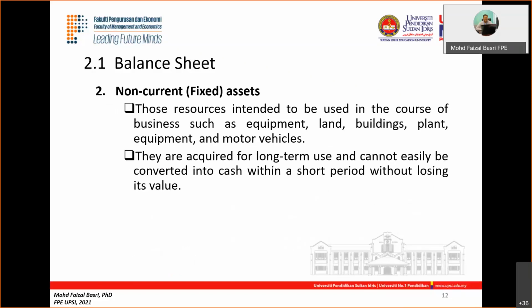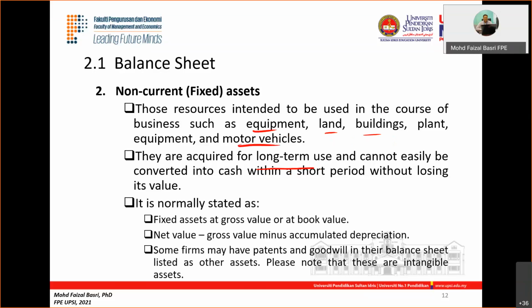Then the non-current or fixed assets, as I said already, are used for longer terms. Okay, longer terms. And it's quite hard to convert into cash on a short-term basis. So these are the examples: equipment, land, buildings and motor vehicles and so on. So that's more than I mentioned earlier. So when we talk about net value, as I said, it is the gross minus any accumulated depreciation, if any.